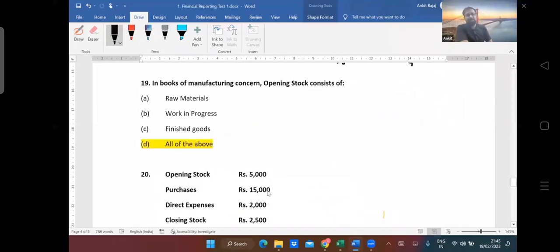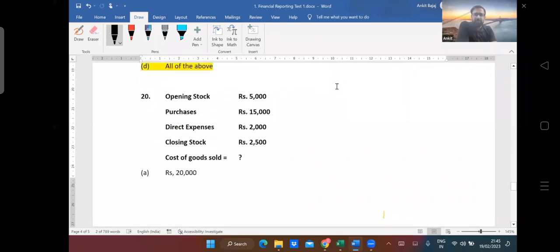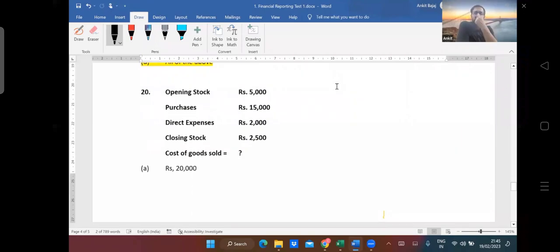Now here question 19 is given. In the books of a manufacturing concern, opening stock consists of raw material, work in progress, and finished goods. There is Accounting Standard 2 which says inventory includes raw material, work in progress, and finished goods, so it will include all 3 items. Now here, they are asking you to calculate cost of goods sold. Opening stock is given, purchase is given, direct expense is given, closing stock is given. So we have to use the formula, right?